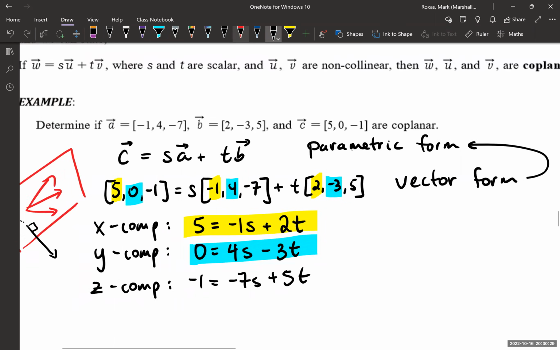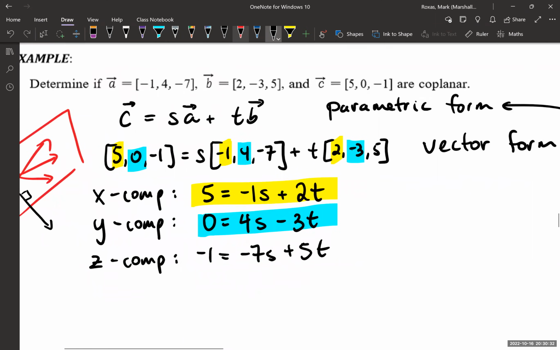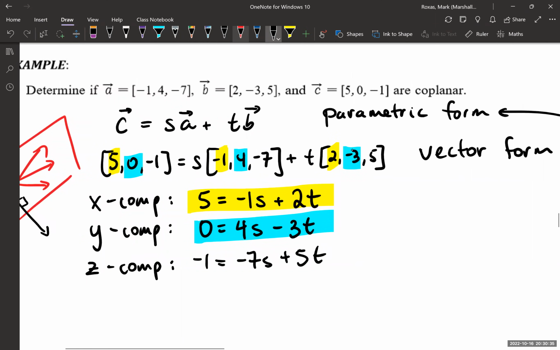So how does that help? If I solve the pair of equations for s and t, it's a linear system, 2 equations, 2 unknowns. Once I find s and t, I should be able to use them in the third equation. If it works, then I know that these 3 vectors are all coplanar, because I can find scalar multiples s and t that work for all 3 components. So let's do that.